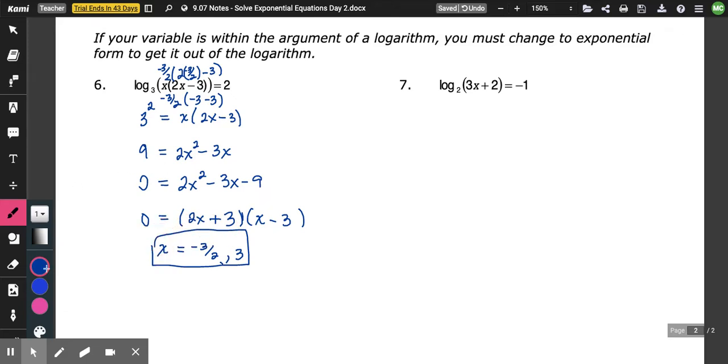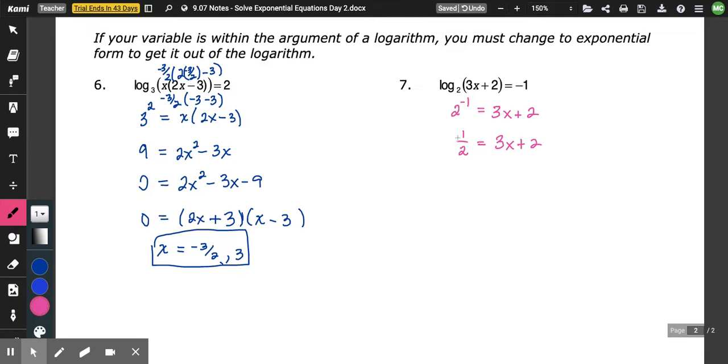I've got a second example here to look at. So for this other one, again, the x is within the argument of the logarithm. So in order to solve it, I'm going to have to change this to its exponential form. So I would say 2 to the power negative 1 is equal to 3x plus 2. Now 2 to the negative 1 power means take the reciprocal. So that would give me a 1/2 over there.